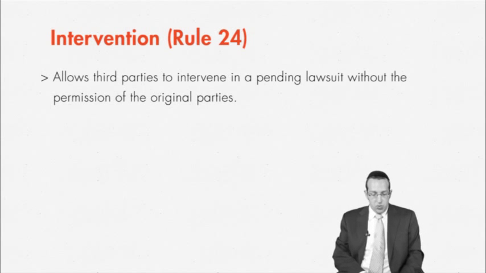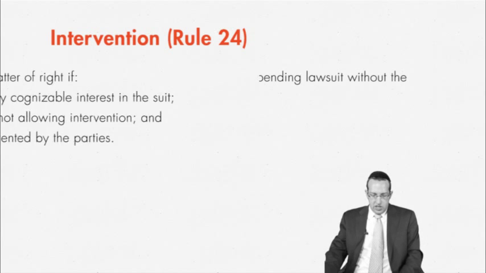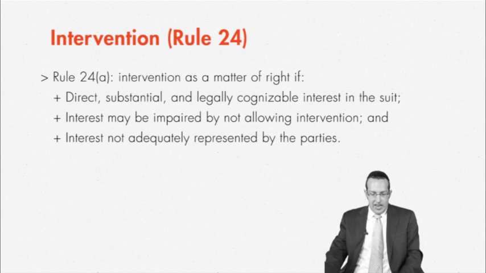Finally, intervention. Rule 24. It allows third parties to intervene in a pending lawsuit on their own, without an existing party bringing them in. 24(a) provides for intervention as a matter of right by virtue of the intervener, the proposed new party, having 1, a direct, substantial, and legally cognizable interest in the suit. 2, an interest that may be impaired by not allowing him to intervene, such as through collateral estoppel, res judicata, or other means. And 3, and you need all 3, that his interest is not being adequately represented by the parties, perhaps because the interests of the litigants do not align with the interests of the intervener.